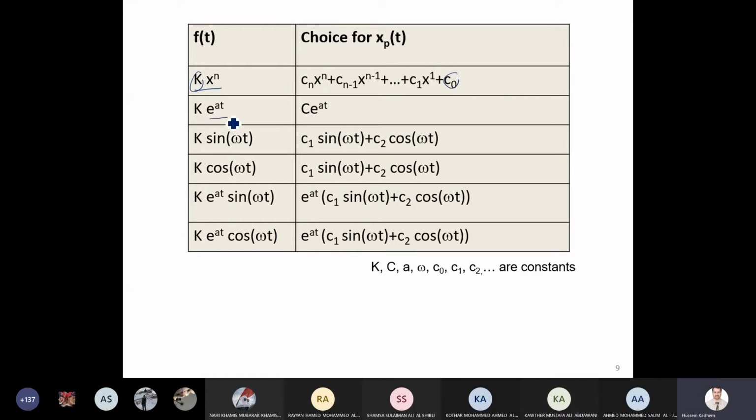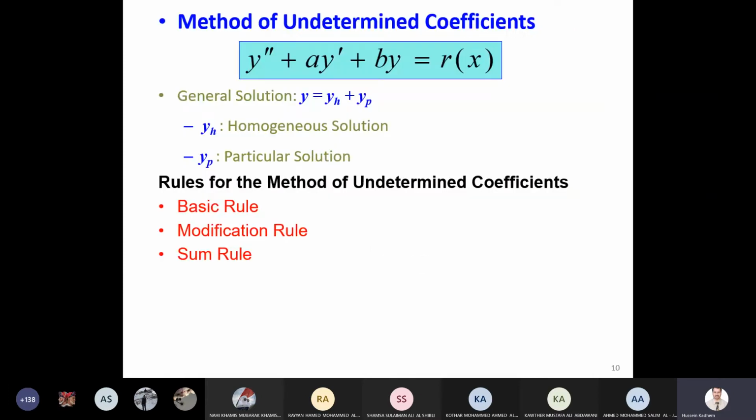If it is exponential, then it will be constant times exponential, the same at, as you can see here. If it is sine, then it means sine plus cosine. If it is cosine, sine plus cosine. If it is exponential times sine, it will be exponential times sine plus cosine, and so on. So you pick your solution from this column, which is the particular solution. Now, this is the general idea.